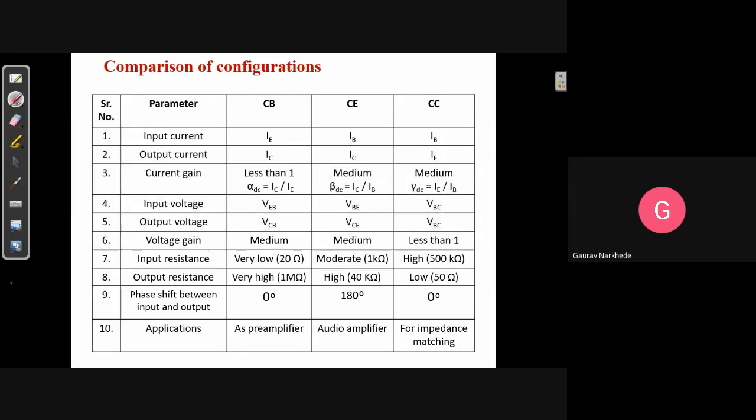Similarly, you can check voltage gain. For voltage gain, you will get medium for common base as well as common emitter, and for common collector you will get voltage gain less than 1. Similarly, there will be input resistance and output resistance, so just go through these parameters. And this phase shift, I will explain when we deal with the common emitter amplifiers.